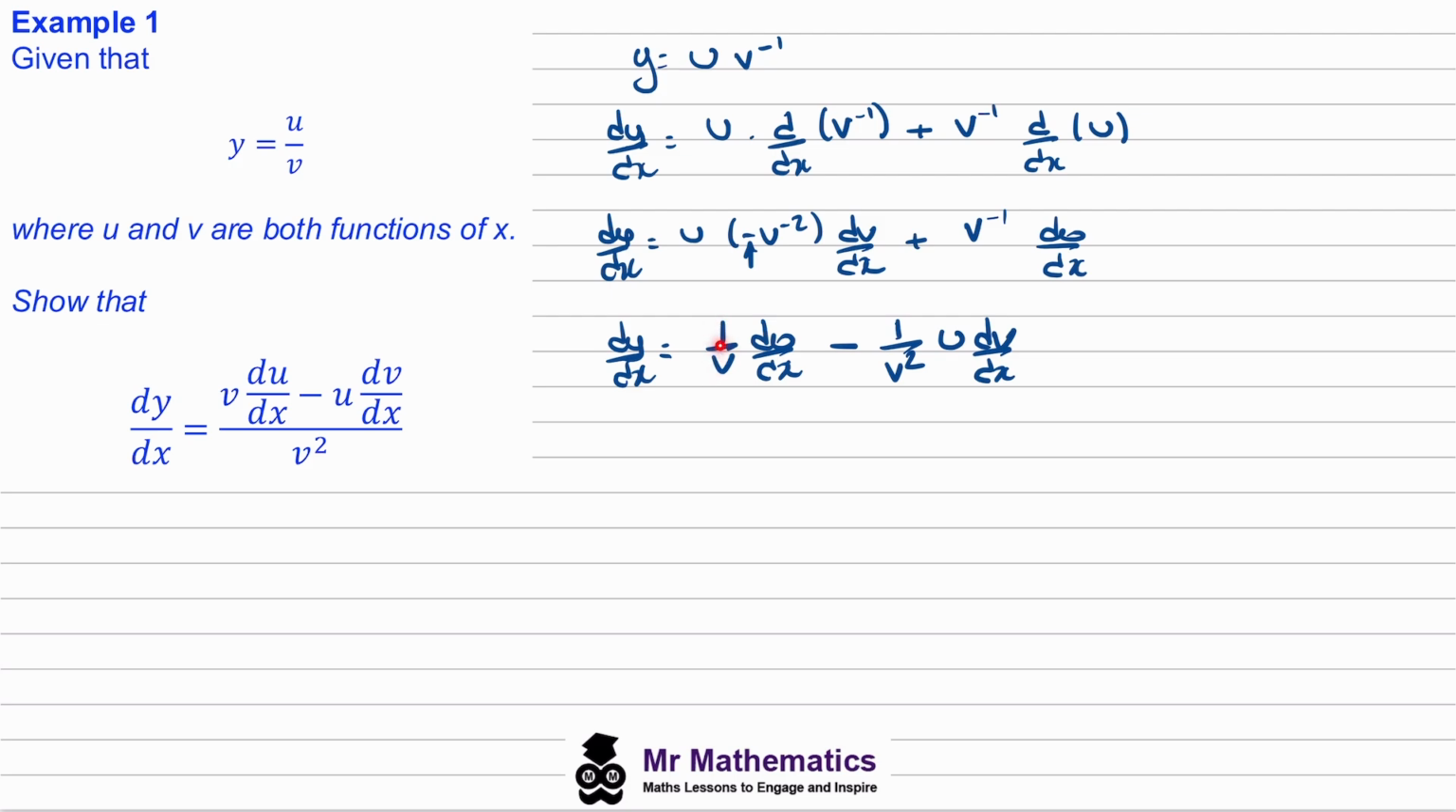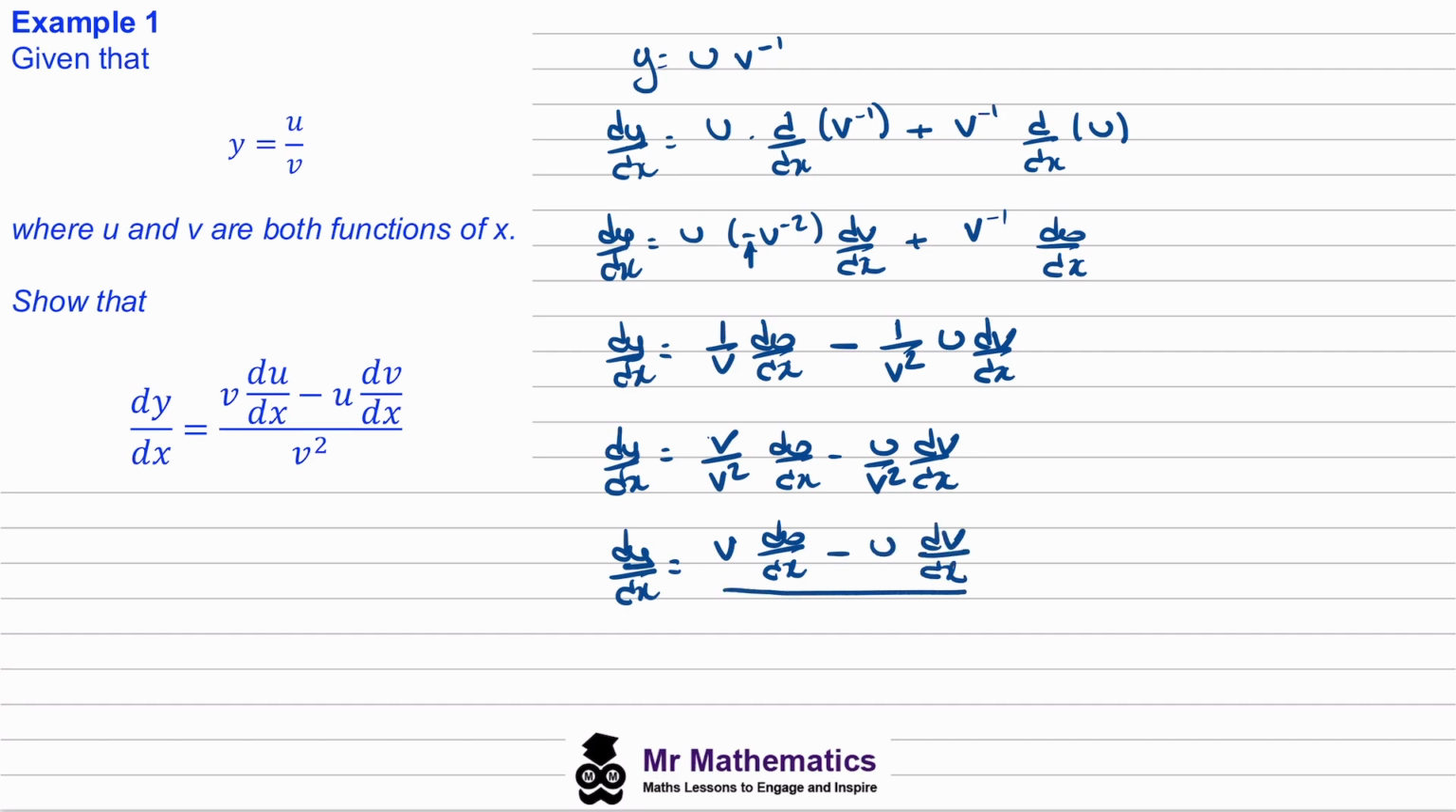So I need to make this fraction of a v squared. So dy by dx will be v over v squared du by dx minus u dv by dx over v squared. I'm going to pull out this v squared term. So dy by dx will be v du by dx minus u times dv by dx, all divided by that v squared term. And this is the quotient rule of differentiation.